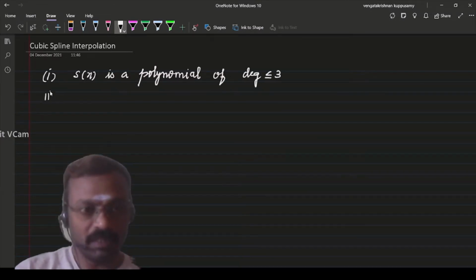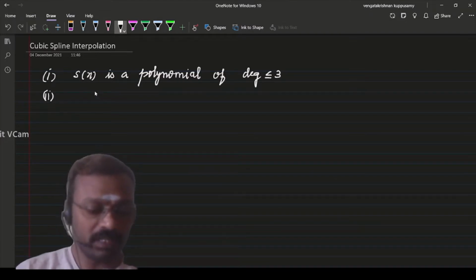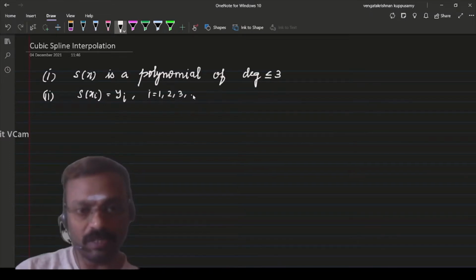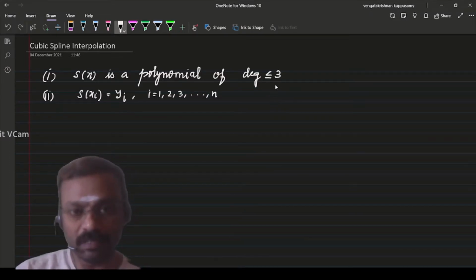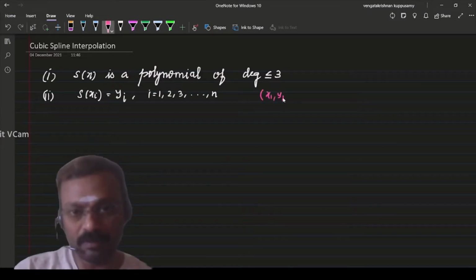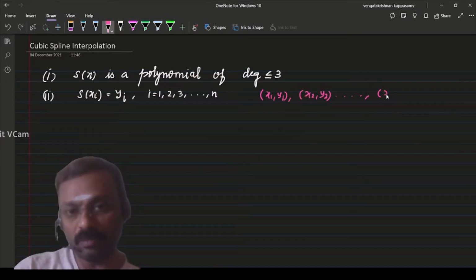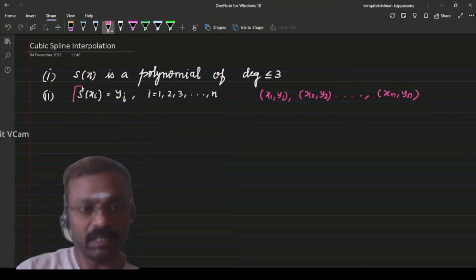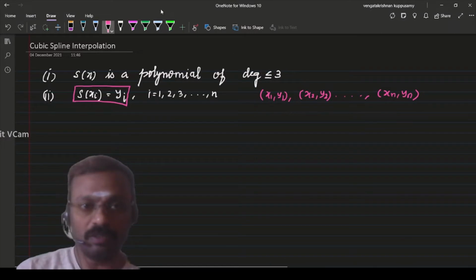Further, the second condition is our S of xi is equal to yi. That is, it satisfies all the conditions on the nodal points. That is, we are given the points x1, y1, x2, y2, and so on up to xn, yn. So the cubic spline interpolation S of x should satisfy all these nodal conditions.